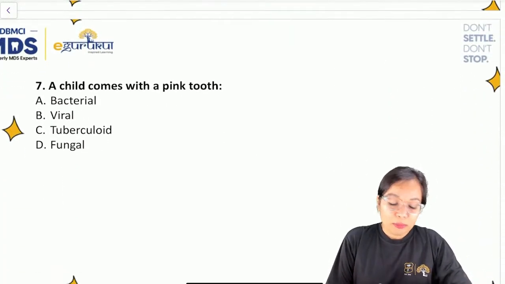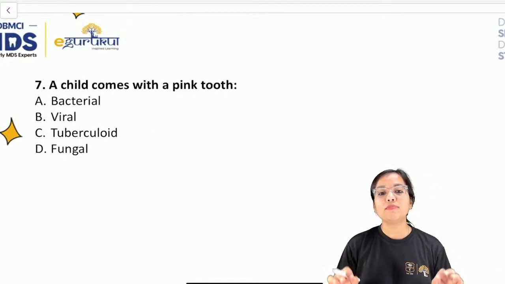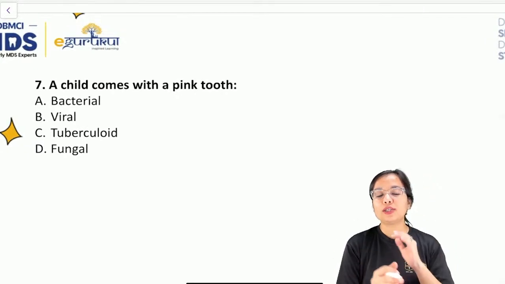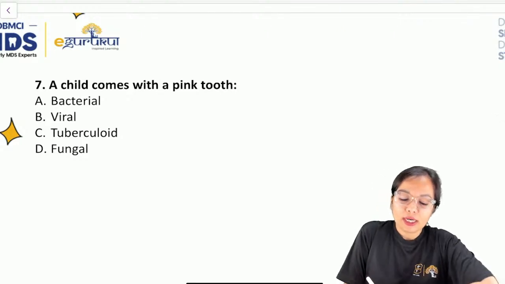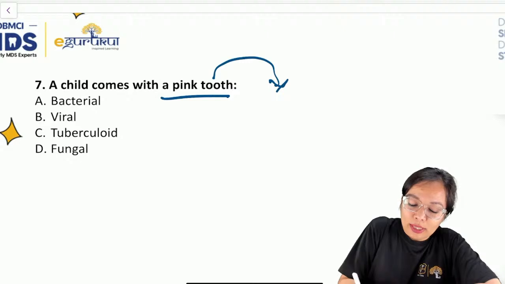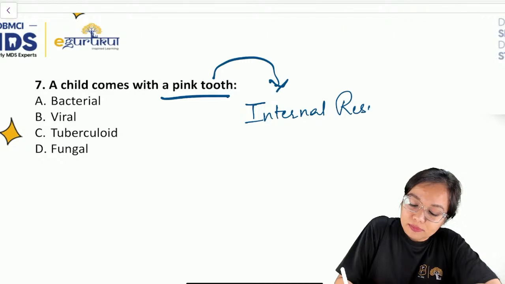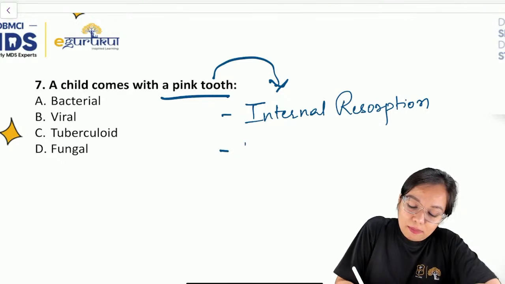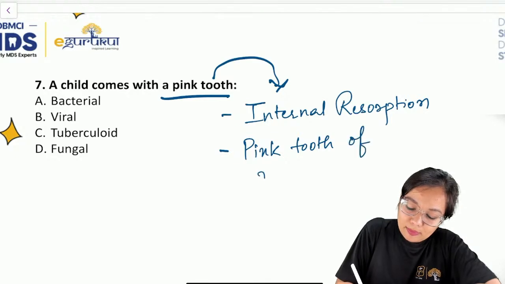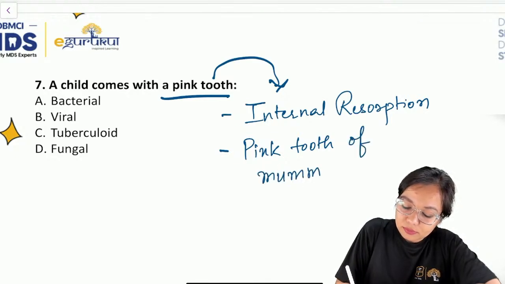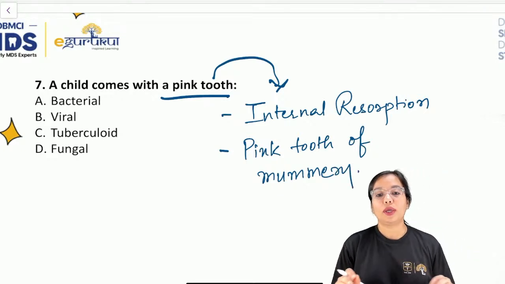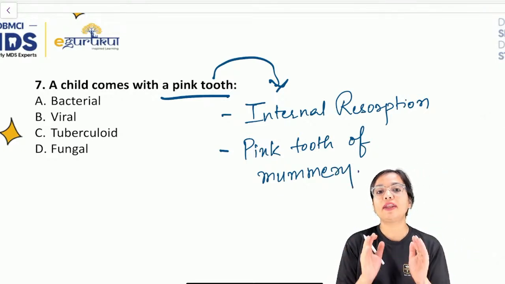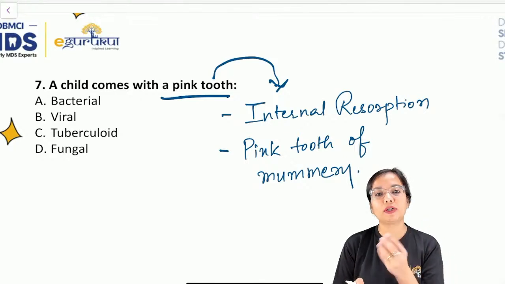Then we had one more question: a child comes with a pink tooth. As soon as you see the term pink tooth, there are two things that cross your mind. One, internal resorption. And the second one is pink tooth of Mummery. Now, generally whenever there is internal resorption, the tooth appears to be pink.